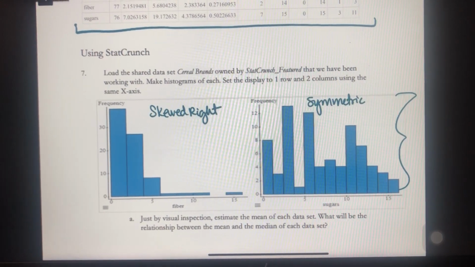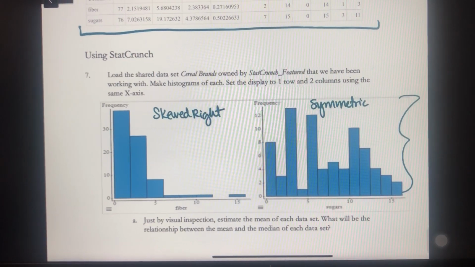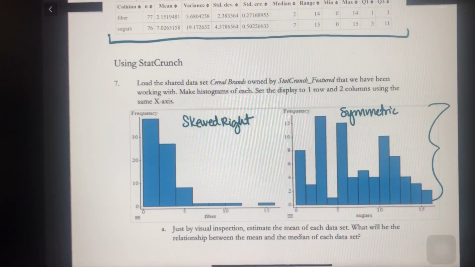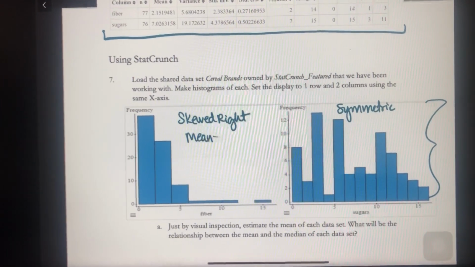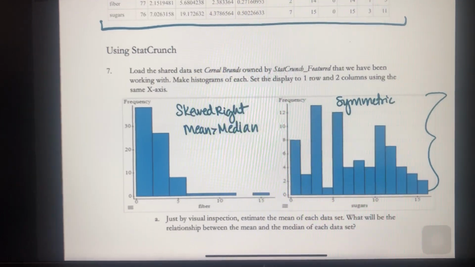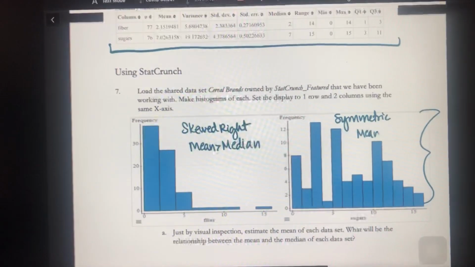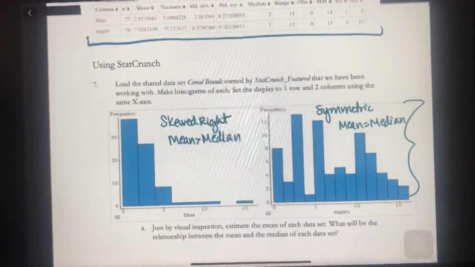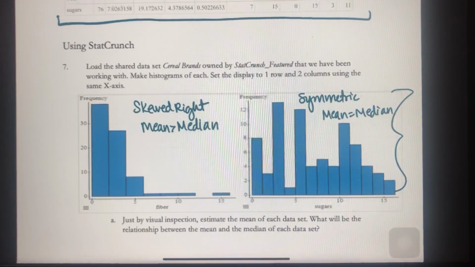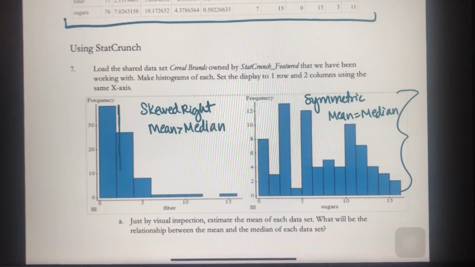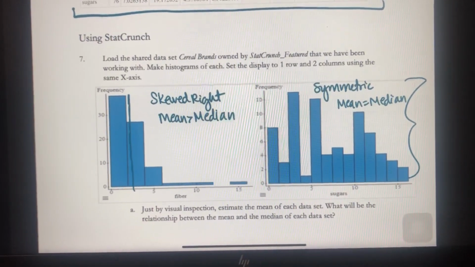Okay, so the skewed to the right distribution should have a mean that is greater than the median. Remember that the median splits things in the middle. A symmetric distribution should have a mean that is darn near identical to the median. Okay, so my average should be somewhere around, I don't know, here maybe? It's just a visual inspection, it's just a guess.